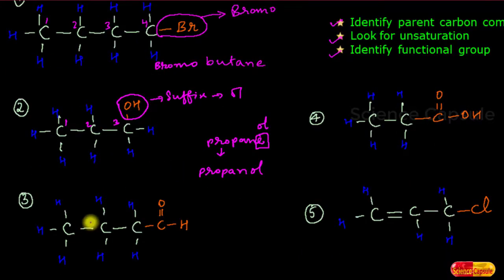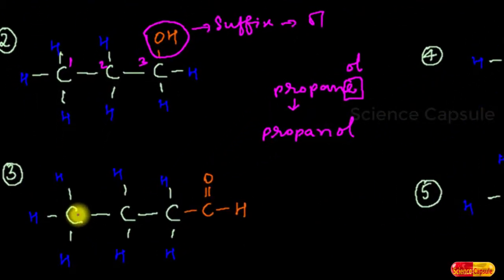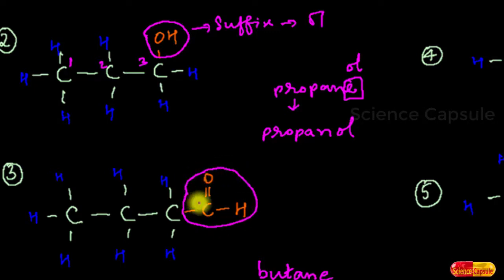Let us take a look at the third structure. Here the first step, again 1, 2, 3, 4 carbon atoms. If it has 4 carbon atoms, then the parent compound would be butane, isn't it? Now the second step is look for unsaturation. Here no unsaturation is there, so we can skip the second step. The third one is identify the functional group. Here we have a functional group. The name of the functional group is aldehyde.